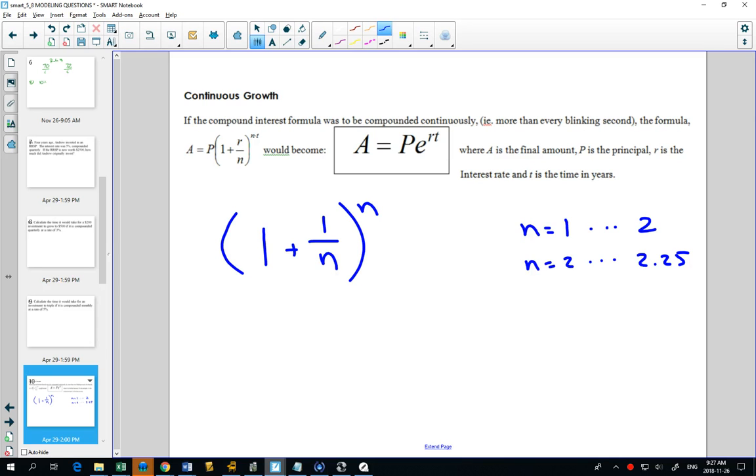And so put in a very large number for n. Put in 1,000,000 and do 1 plus 1 over 1,000,000 to the exponent of 1,000,000 and see what it gets close to. What answer did you get?